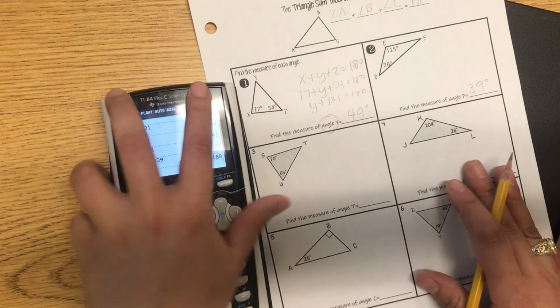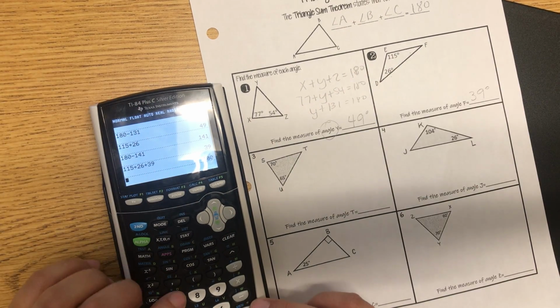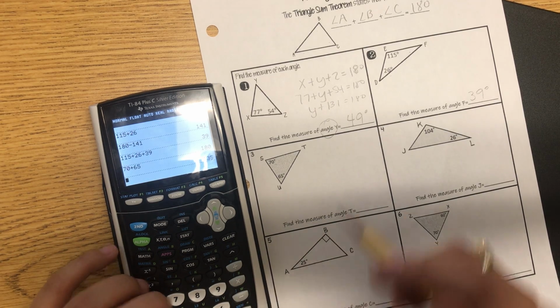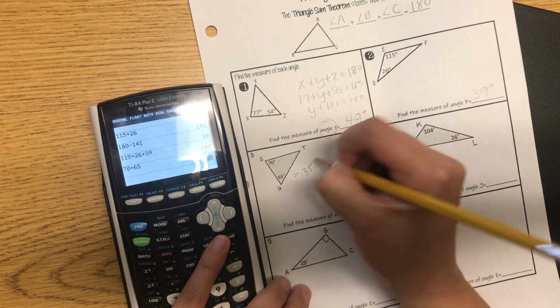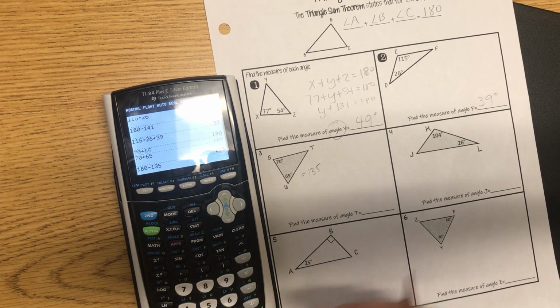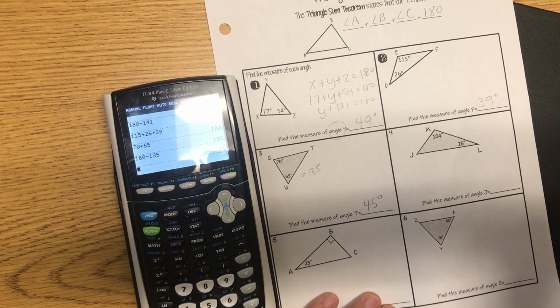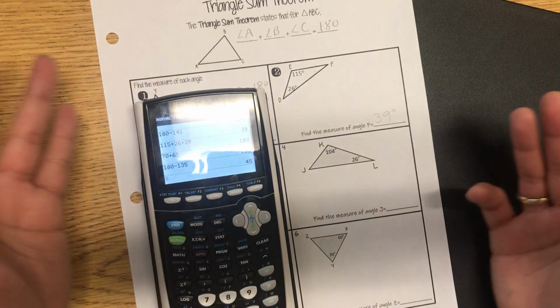So let's just keep going. Number 3, we know the 2 angles are 70 and 65. So 70 plus 65 equals 135. If I know the total should equal 180, 180 minus 135 equals 45. So the missing angle T is 45 degrees. And it is really just this simple.